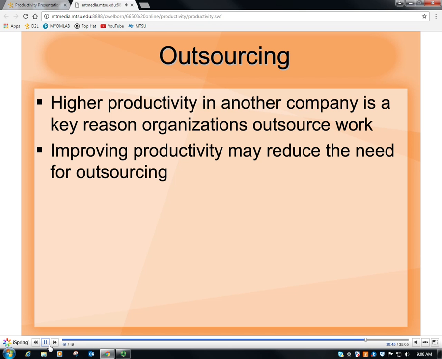Why would you use a subcontractor and not do the work yourself? Well, maybe it's because you have higher productivity in another company doing a task for you than what your own organization would do itself. One way to reverse that is if you can improve your own productivity, then maybe you don't want to outsource. So, I think maybe the construction world is much more advanced in this kind of thinking.